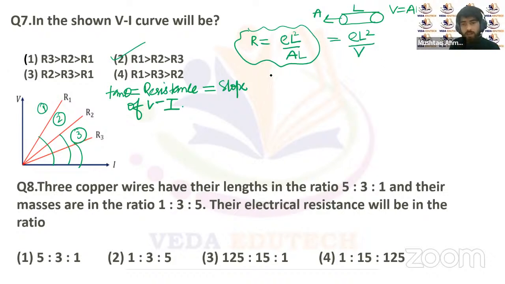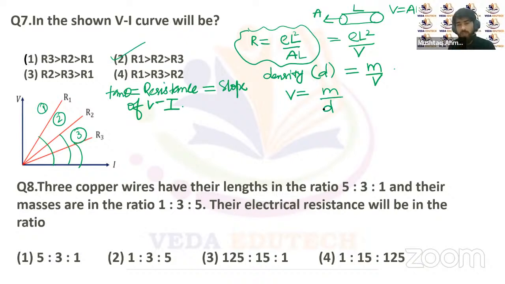And we know the density. Density D of a conductor is defined as mass per unit volume. So volume can be replaced with mass by density. Volume here is mass upon density. Now replacing the volume, the resistance here will be rho L square upon mass multiplied with the density D. So this will be the final equation in terms of the mass density of the conductor and mass of the conductor, right?